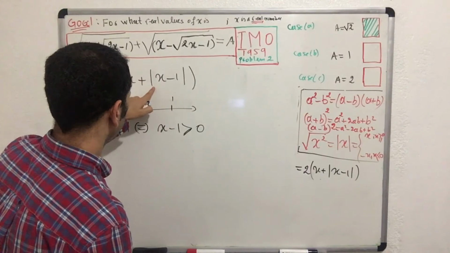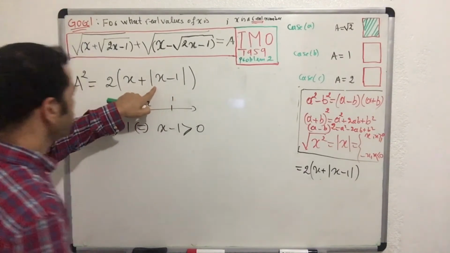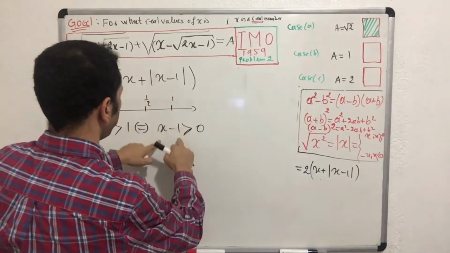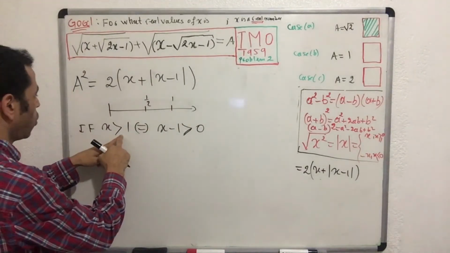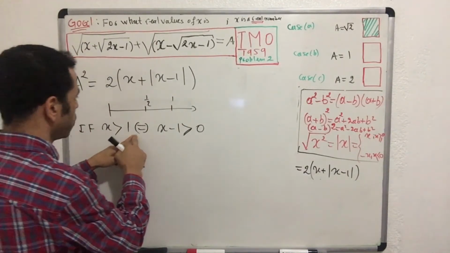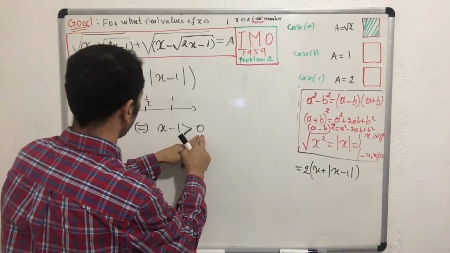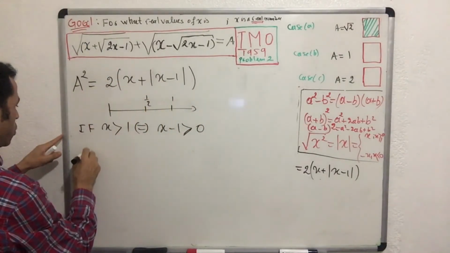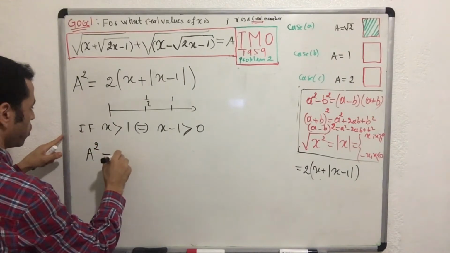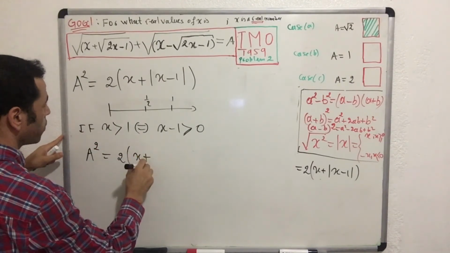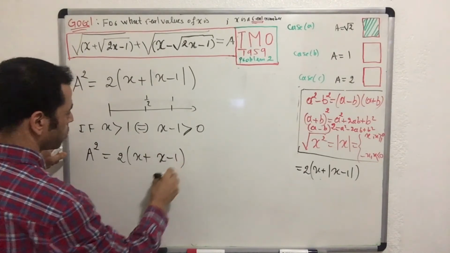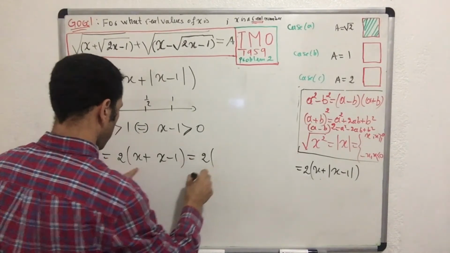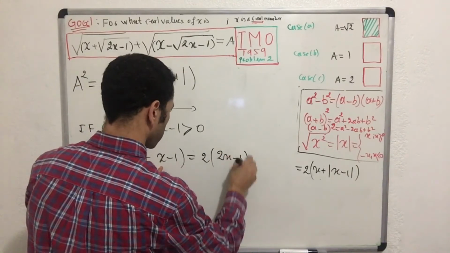Now I'm going to take off absolute value, okay? Now when you take x minus 1 out of absolute value, your number becomes positive because x holds this condition, x greater than 1. That means x minus 1 greater than 0, okay? Now I'm allowed to write down my equation in this form, 2x plus x minus 1 by taking out absolute value. Okay, so x plus x is 2x minus 1.